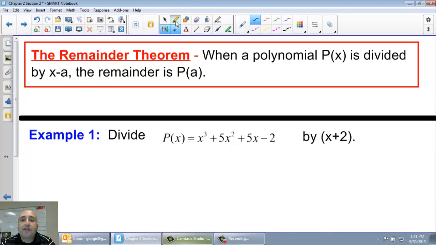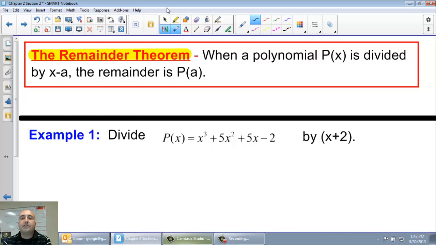First thing we have is the remainder theorem. Now, the theorems aren't going to make any sense until we actually do an example. So write down the remainder theorem, and then we'll do an example. And hopefully after we do that, it will make some sense. It says, when a polynomial, any polynomial, p of x, is divided by x minus a, the remainder is p of a. That won't make any sense until we actually do an example.